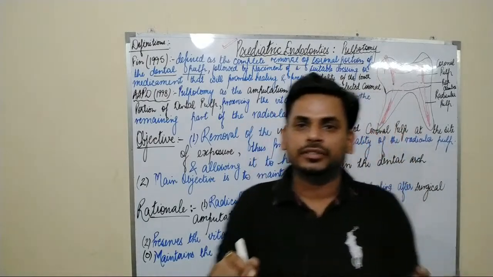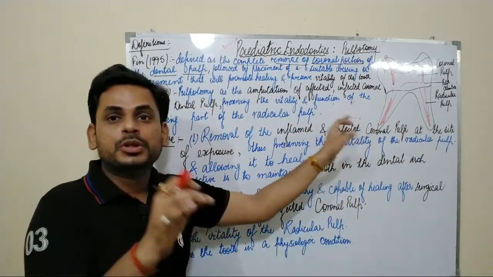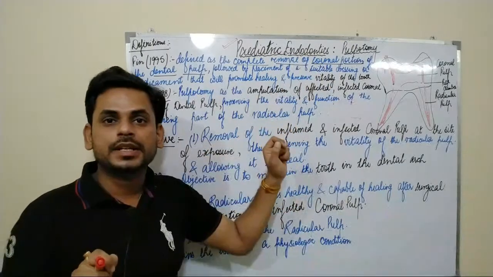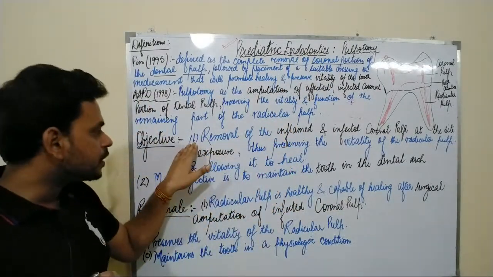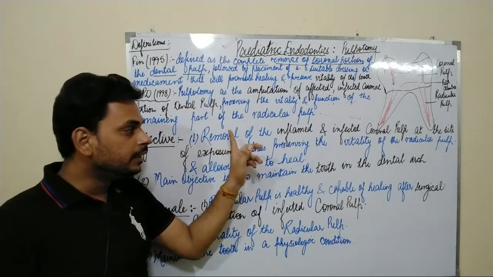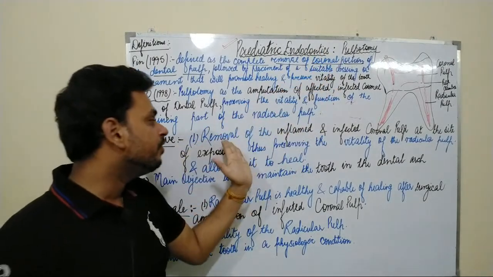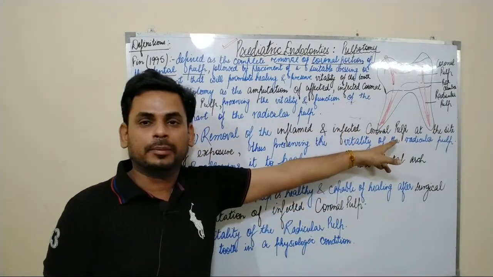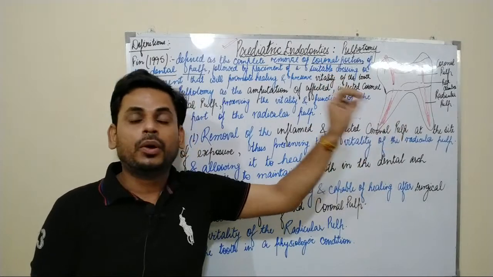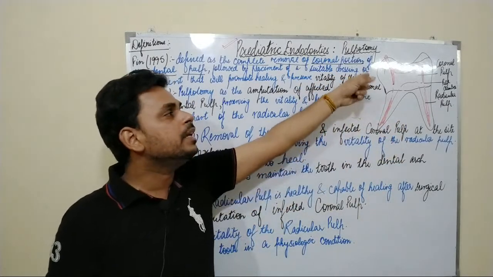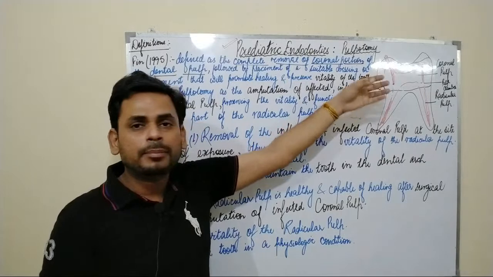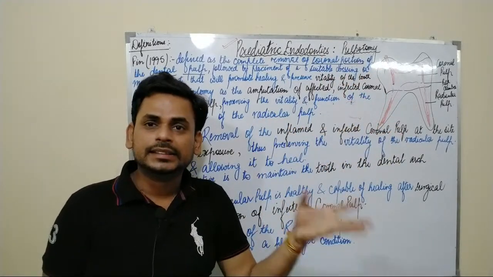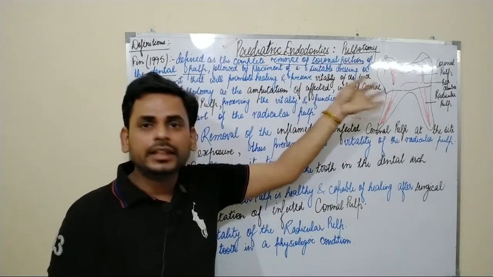Why do we need to preserve this radicular pulp to be vital? Why is this vitality needed? Why is the pulpotomy procedure being carried out? The first objective is that in the process of pulpotomy, we are removing the inflamed and infected coronal pulp. The coronal pulp may get inflamed or infected by any kind of mechanical insult, by any kind of bacterial invasion.